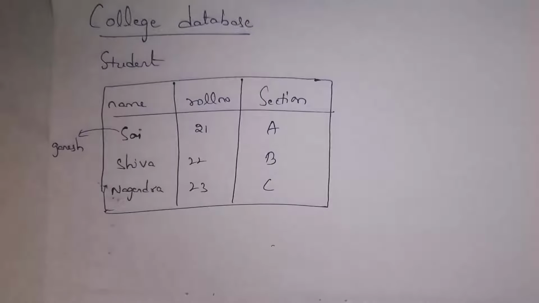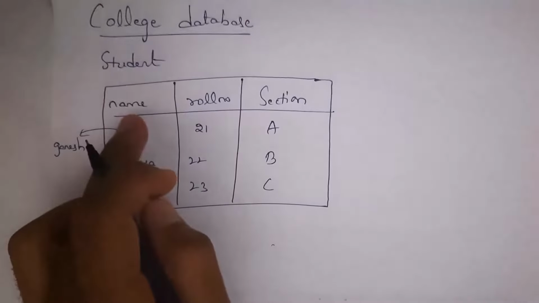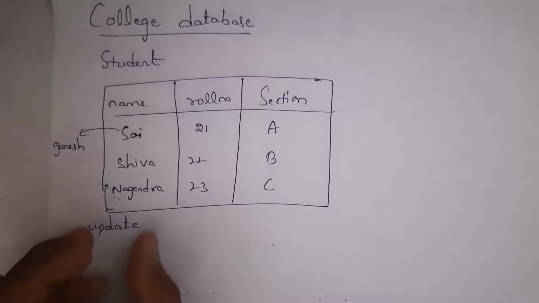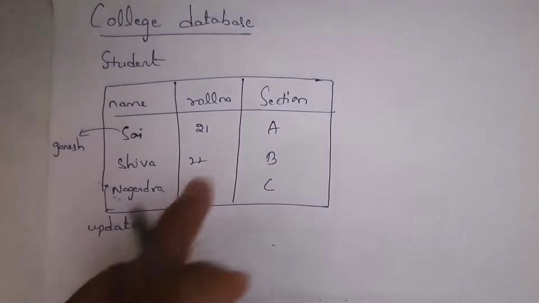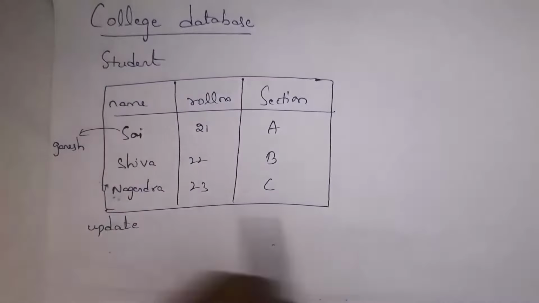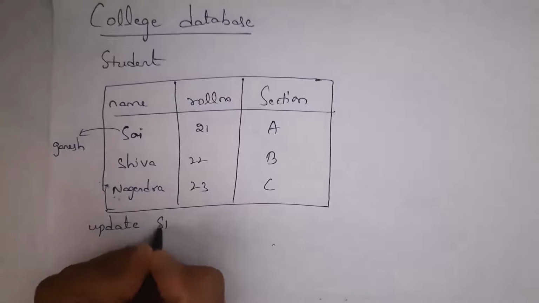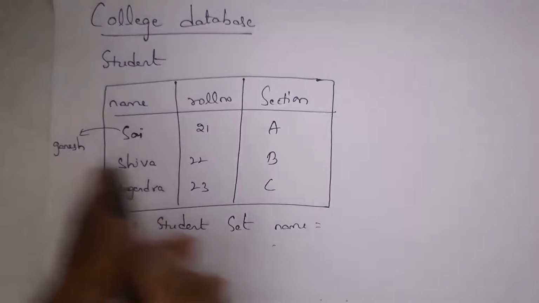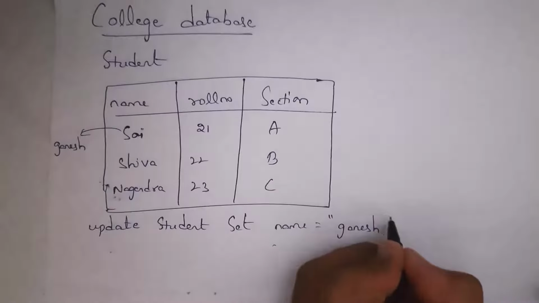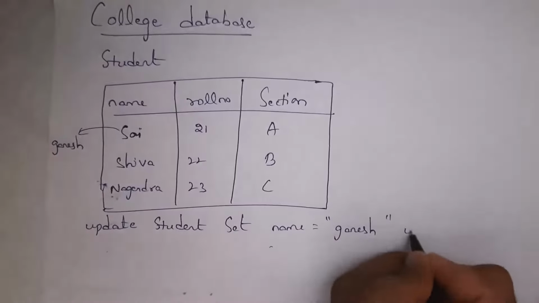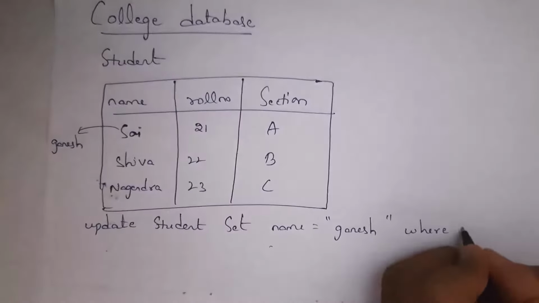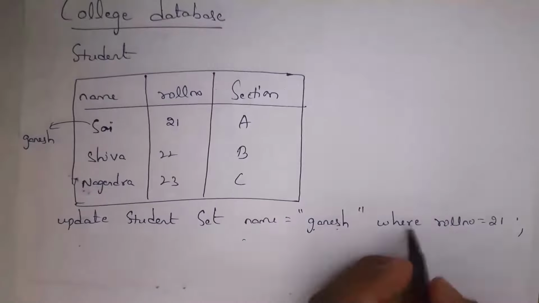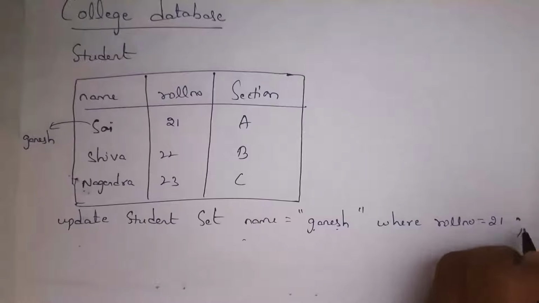In order to change any data which is present in my table, you need to use the update command. So just write here update and table name. I want to update data which is present in the student table. So just write here update student, set name equal to, I want to change name Sai to Ganesh. So just write here the new name, that is Ganesh in quotations, where Sai's roll number is 21. So just write where roll number equal to 21 and give semicolon.